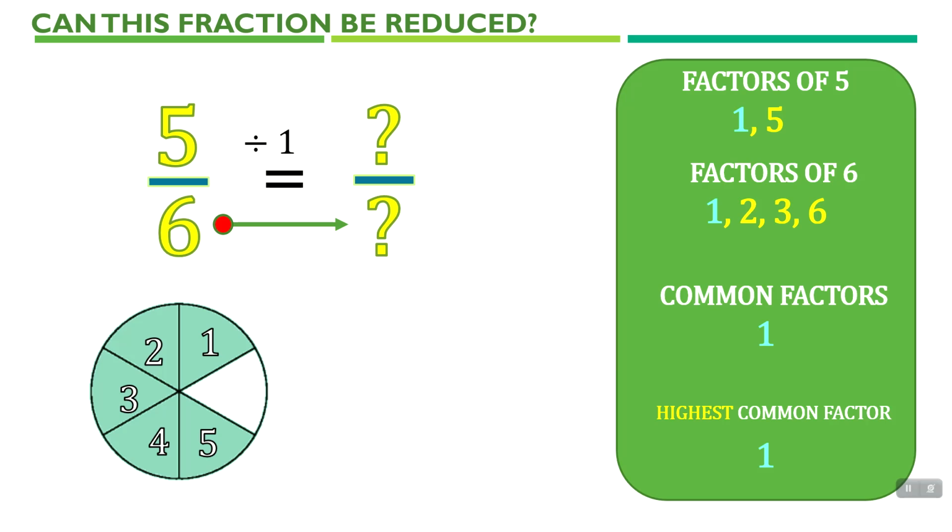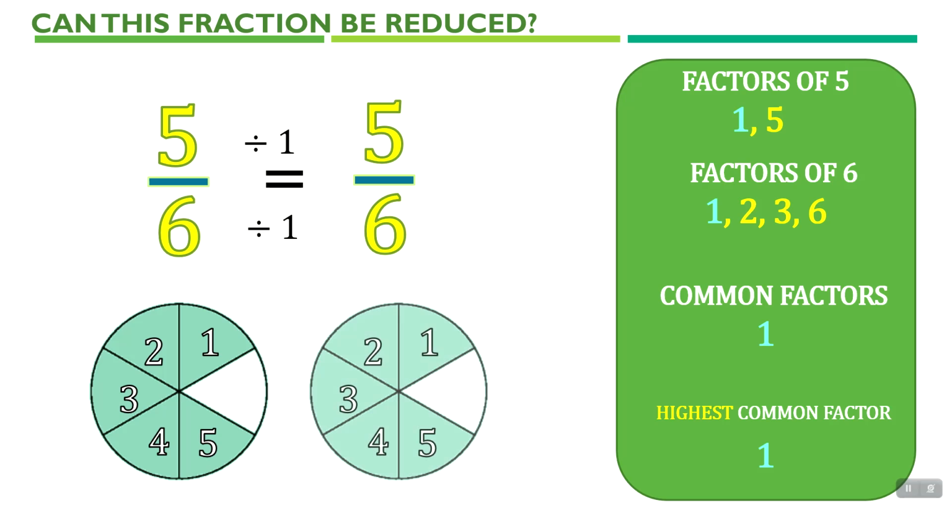And if we try to divide 5 by 1, we get 5, and when we divide 6 by 1, we get 6. You'll notice that the question is the same as the answer. It has not changed, and therefore this fraction cannot be reduced any further. This is already in lowest terms.